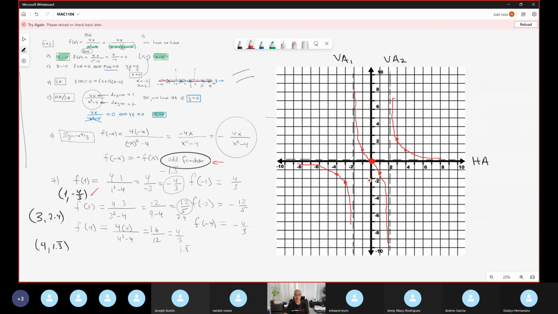And you see clearly now that this function is an odd function because it's symmetric with respect to the origin. The same situation that happens here happens here, symmetric with respect to the origin. Any question?